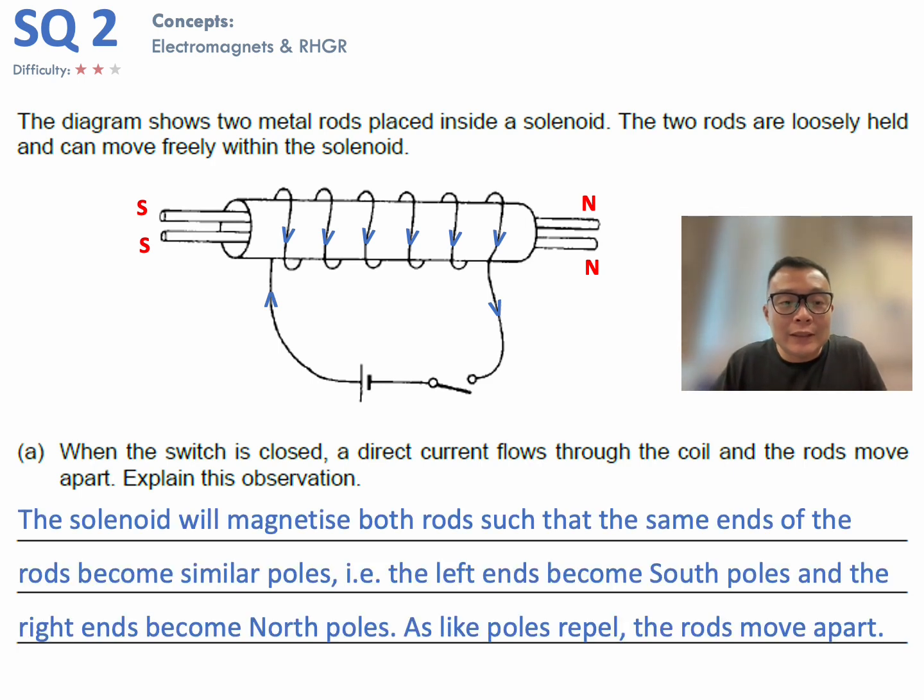Now, because the two metal rods are placed within the solenoid, they will be magnetized the same way as the solenoid is magnetized to become an electromagnet. So with the two north poles of the two metal rods on the same side and the two south poles of the metal rods also on the same side, on the left, we will see a repulsion. Therefore, this repulsion between like poles is the reason why the two metal bars will be pushed apart from each other.